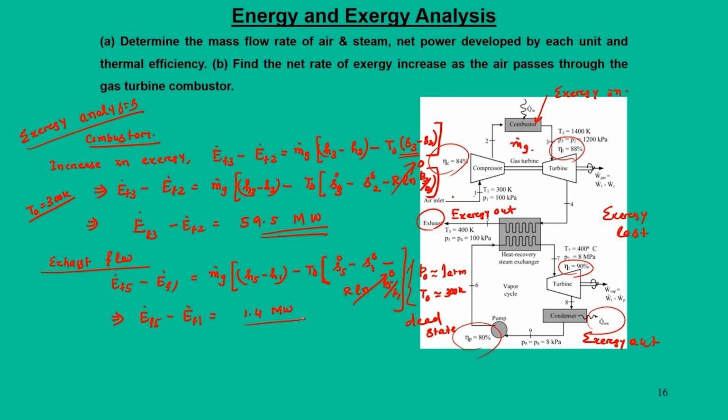If you divide 1.4 by 59.5, this turns out to be 2.3%. So, this is quite justified because we are not losing too much exergy.